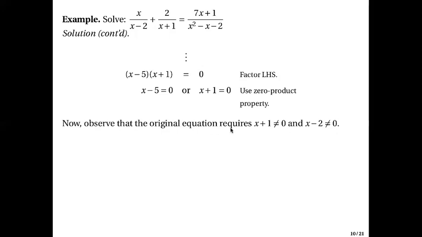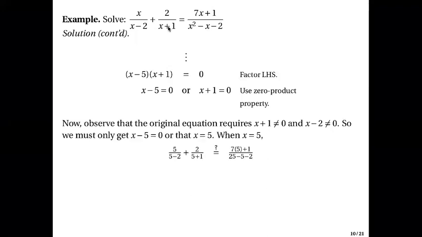So observe that the original equation requires x plus 1 not equal to 0 and x minus 2 not equal to 0. This guy here and this guy here shouldn't be equal to 0. Which means what? We must only get x minus 5 equal to 0, or that x equals 5. So when x equals 5, you calculate this, you will get the equality. Okay?